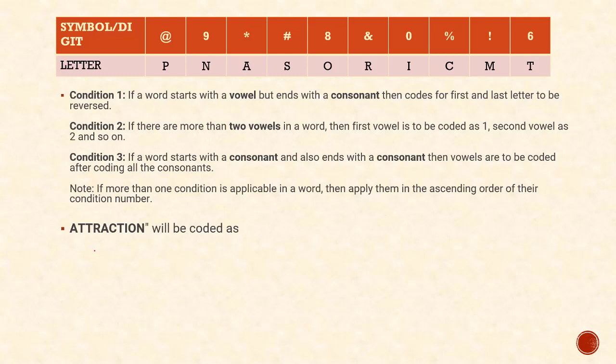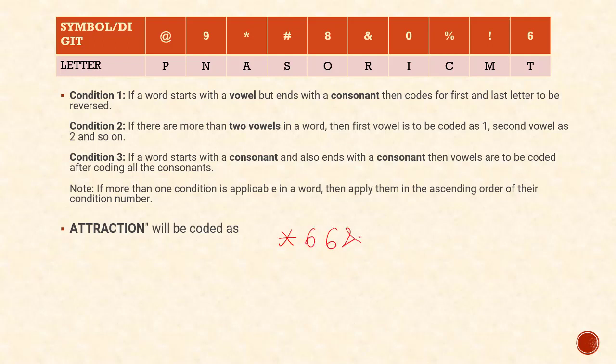And if more than one condition is applicable in a word, then apply them in ascending order of their condition number. That means condition 1 would be applied first, then condition 2, and then condition 3. Now here we have to code the word attraction. First we will use this matrix and find the code for the word attraction. Attraction. The first letter is A. The code for A is star. T is 6.